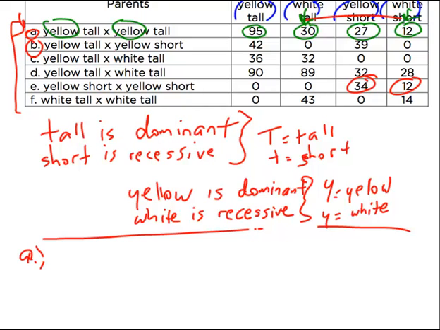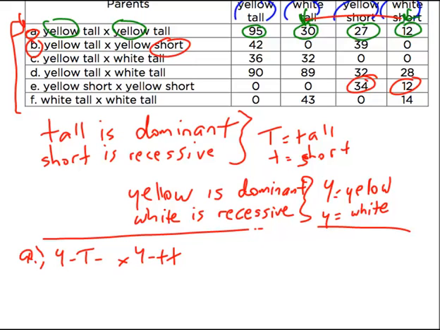Yellow and tall times yellow and short, right? So my suggestion to you is before you even look at the data, think about what you know just by virtue of the thing being yellow and tall. We know that it's got one big Y and one big T, right? The one that's yellow and short, though, we know is in fact like this. So when something is exhibiting the recessive trait, you know that has to have two of the small letters, right? So here's the question.